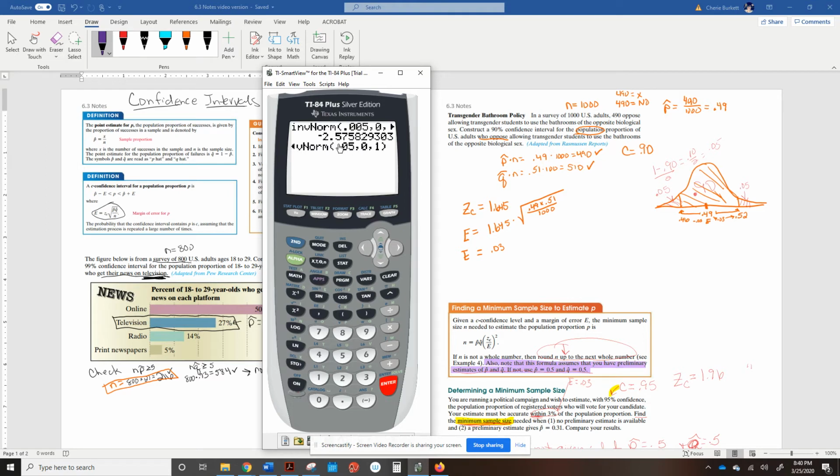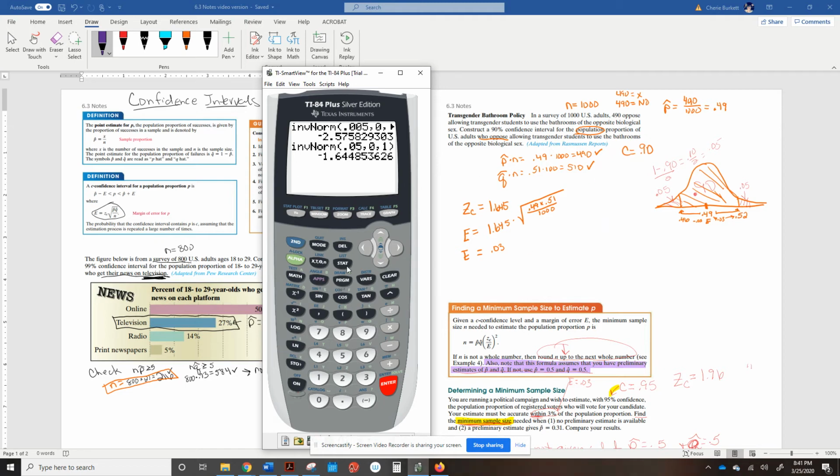Press enter, and it tells you that the z-score is negative 1.64, and that rounds up to a 5. So we got 1.645: negative 1.645 right here, positive 1.645 right there.